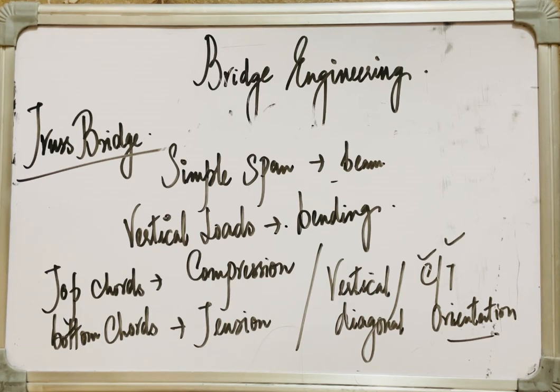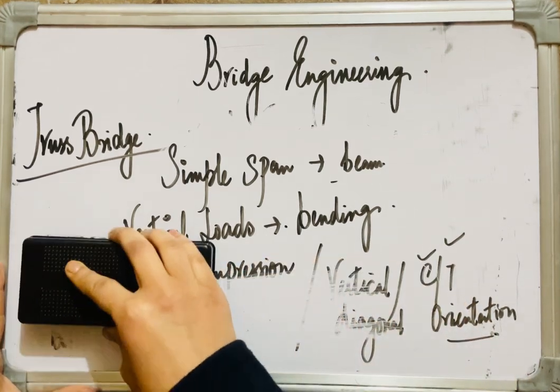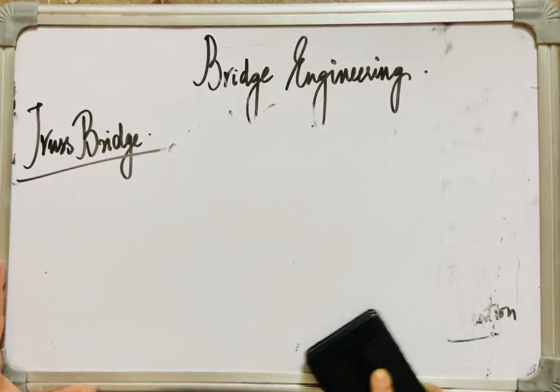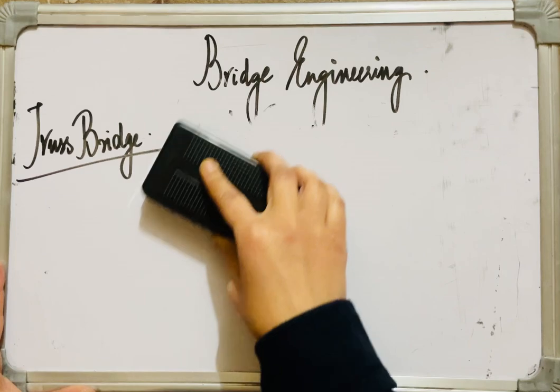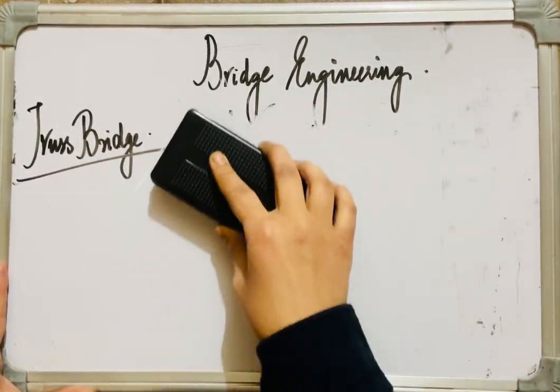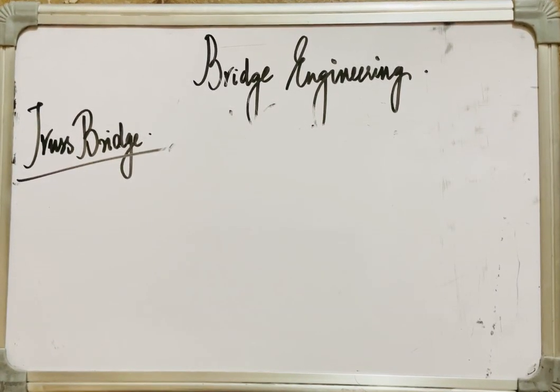These truss bridges have been around for centuries and are known for their efficient design, and historic truss bridges can be found worldwide. All right, so this was about the truss bridge, wherein top chords are in compression, the bottom chords are in tension, and the diagonal or the vertical members can be either in tension or compression. That depends upon their orientation.